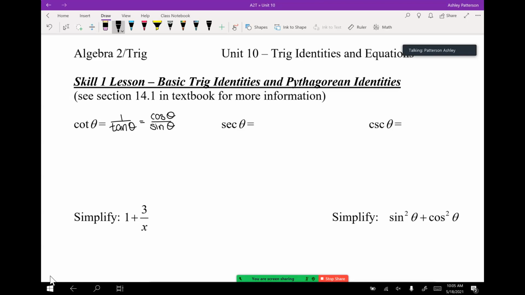The secant of theta is another reciprocal identity that can be written as 1 over cosine of theta. That doesn't look like a theta. There we go. We know that cosecant of theta can be written as 1 over sine theta. Again, another reciprocal identity.